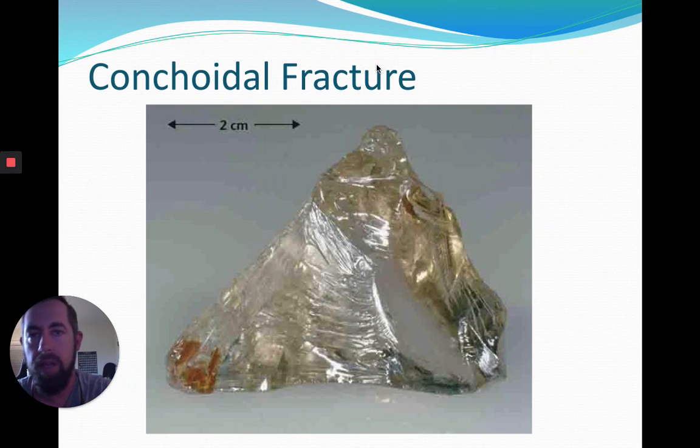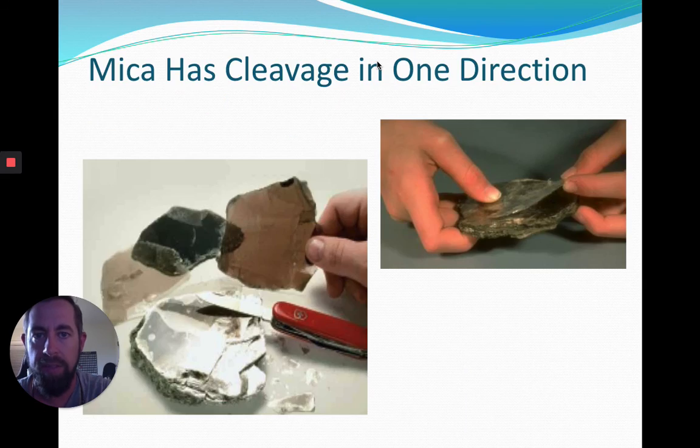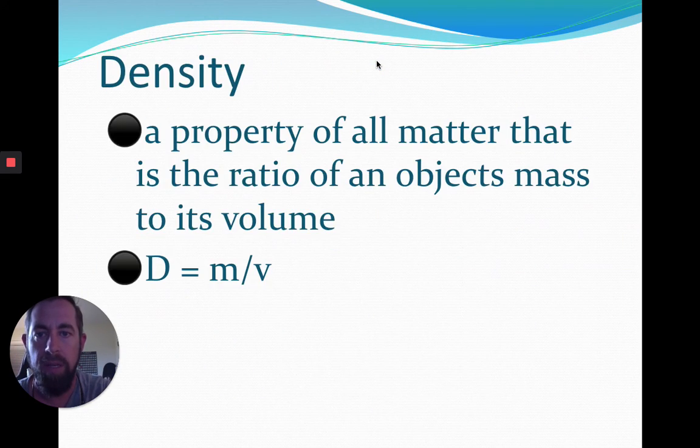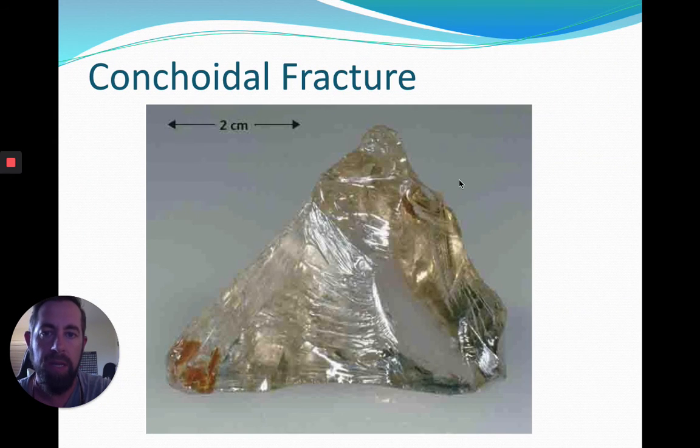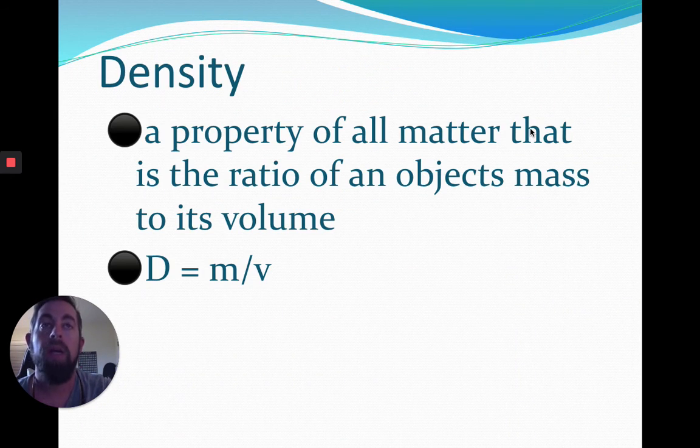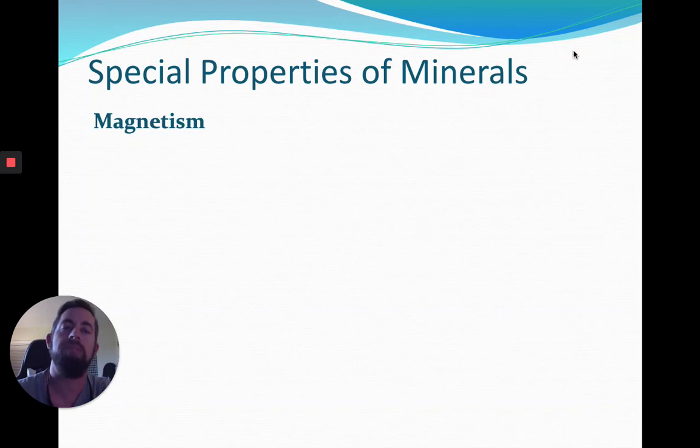So you have cleavage, which is a flat surface, like mica. Here's mica, breaks in a flat surface. And then you have a fracture, which breaks in an uneven surface like this. Last but not least is density. Density is mass over volume. Once you take the mass over volume of a mineral, then that will give you its density, and that is the last characteristic.